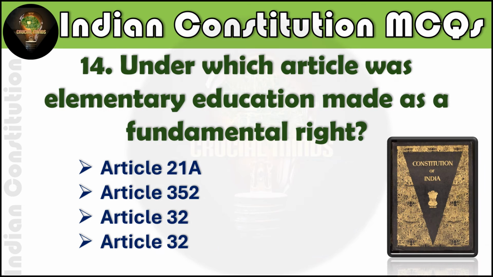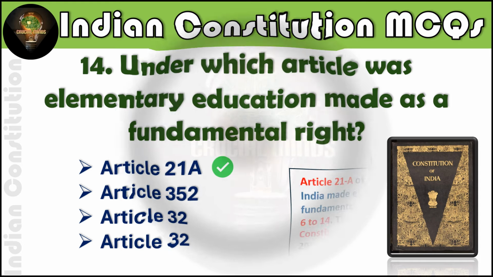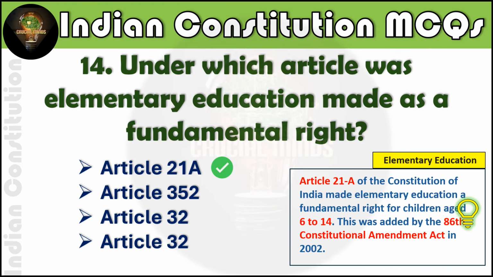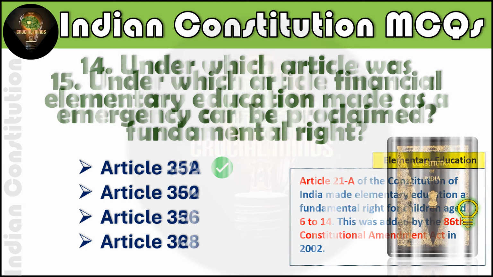Question number 14. Under which article was elementary education made a fundamental right? The answer is Article 21A. Explanation: Article 21A of the Constitution of India made elementary education a fundamental right for children aged 6 to 14. This was added by the 86th Constitutional Amendment Act in 2002.